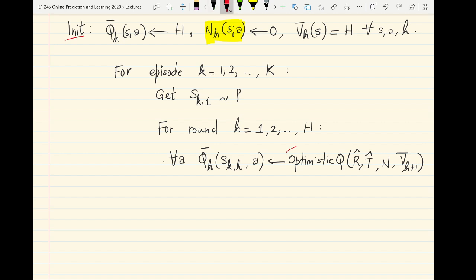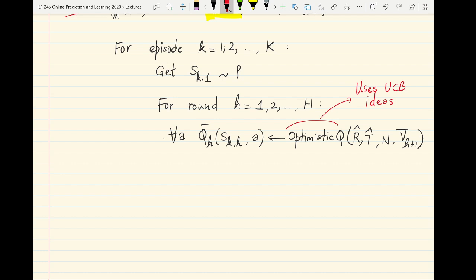And this is a subroutine that I should mention uses upper confidence bound ideas. So this is where the UCB ideas come in. So this subroutine is responsible for translating estimates of the model, which is essentially t hat and r hat, into optimistic estimates for derived functions of the model, which are basically the Q values. And after this, you play the action AKH as usual in the greedy fashion with respect to the plausible upper confidence bounds on Q star that we currently have.